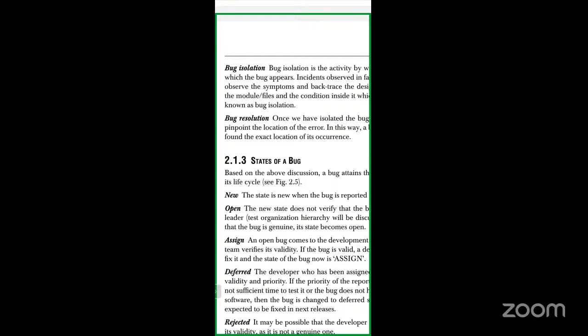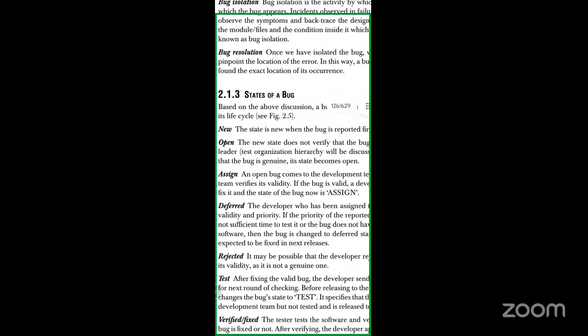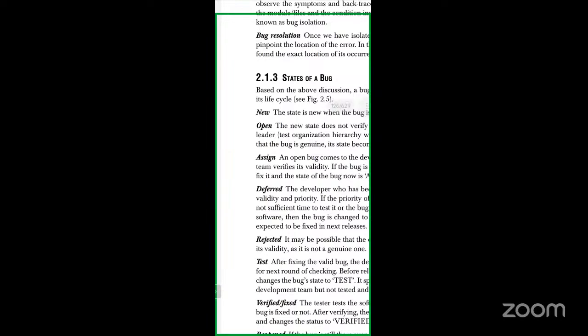That is, a team is going to be assigned for fixing that particular bug, and that team is going to check the bug and go for the solutions. Then comes the deferred bug. The developer who has been assigned to fix the bug will check its validity and priority, that is, how important it is to solve that particular bug, and if we solve this bug, what benefits we are going to get. All these things will be seen in the deferred state.